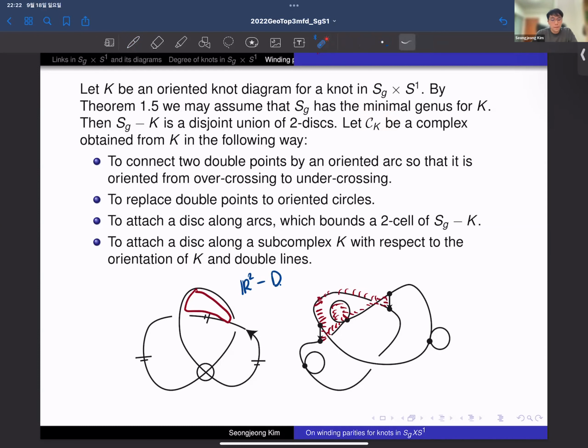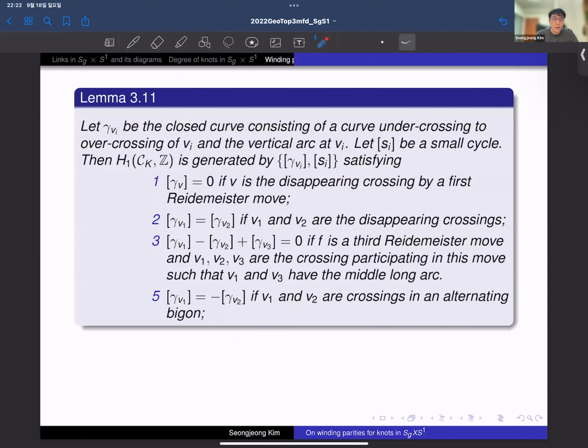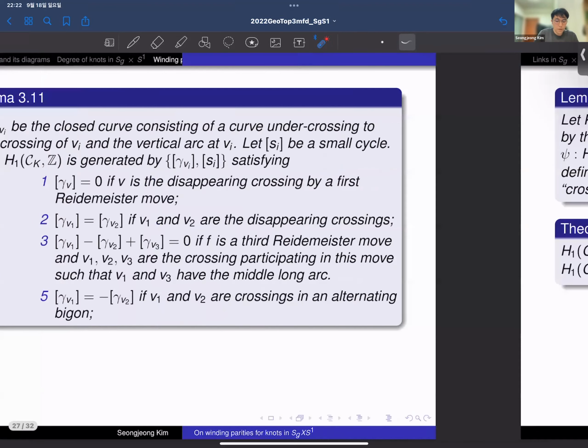And actually, for C_K, the first homology of C_K is generated by closed curves, which start from undercrossing to overcrossing for each classical crossing, and the circles attached at double lines. And they satisfy the axioms for winding parities. And moreover, finally, we can prove this one.